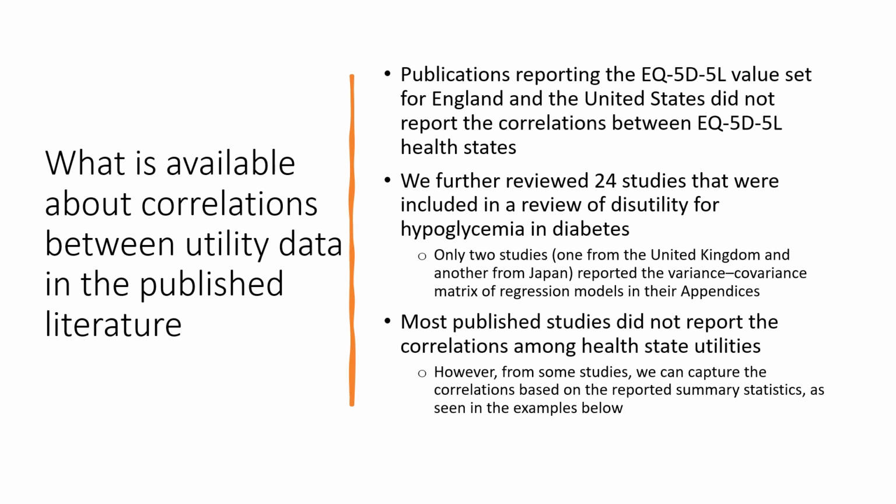We performed an informal search to explore what is available about correlations between utility data in the published literature. Publications reporting the EQ-5D-5L value sets for England and the United States did not report the correlations between EQ-5D-5L health states. We further reviewed 24 studies that were included in a review of disutility for hypoglycemia in diabetes. Only 2 studies reported the variance-covariance matrix of regression models in their appendices. In summary, most published studies did not report the correlations among health state utilities.